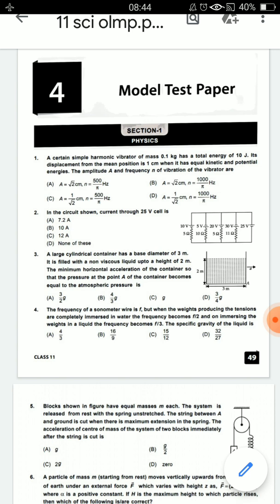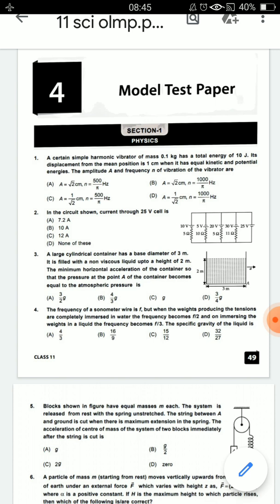So frequency ν is always directly proportional to root T, where T is the tension in the wire. We have to calculate the frequency in air and in water. As there are two media, we can see the weight in air and the weight in water, and the total frequency produced in air and water.